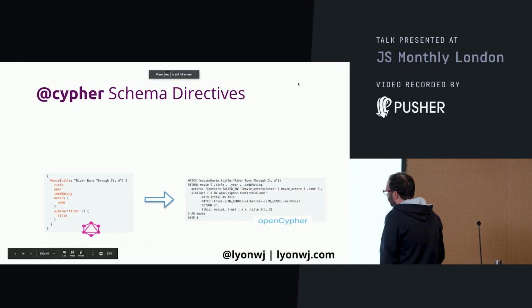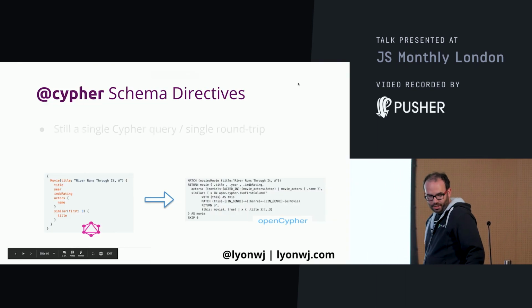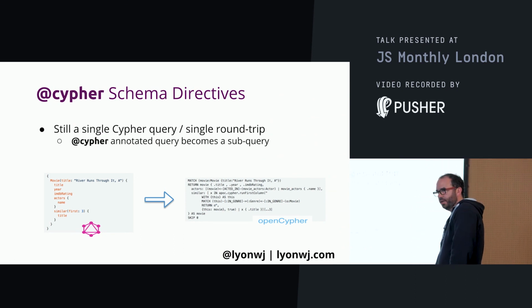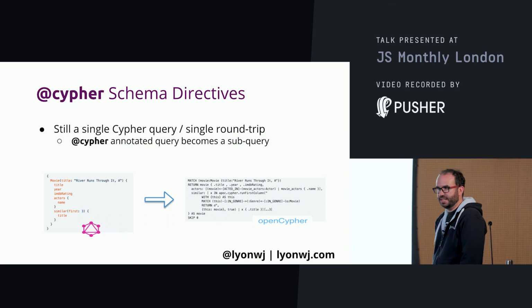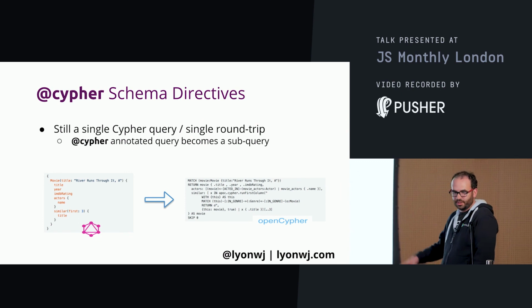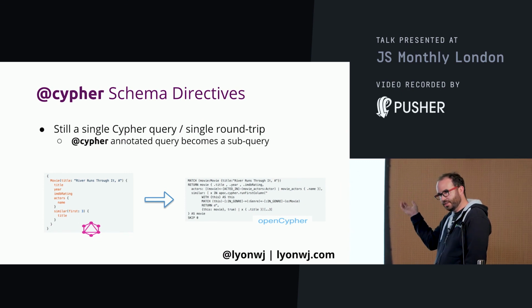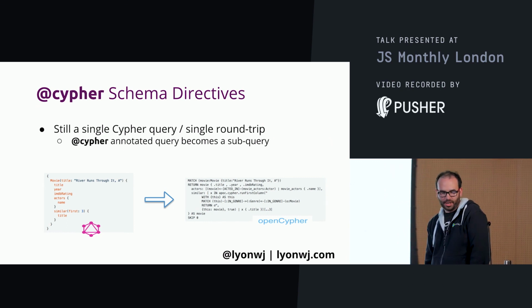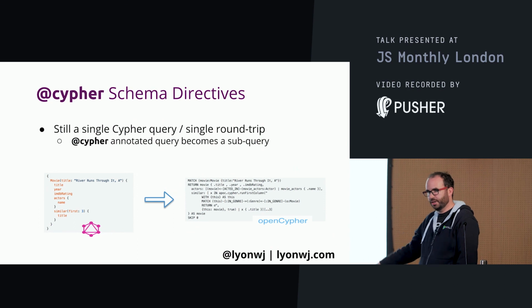And so these Cypher schema directives, these are sort of the built-in way in the GraphQL spec to sort of extend GraphQL. So this means that we're sort of extending GraphQL by annotating these fields, but we're doing it in a way that is compliant with the spec, and that means that it'll work with all of the other GraphQL tooling in the ecosystem.